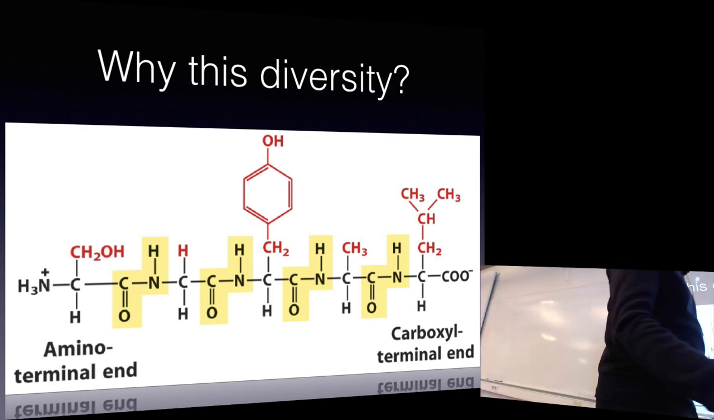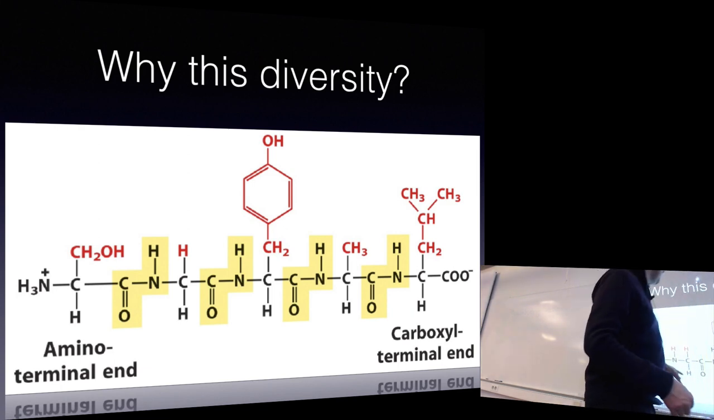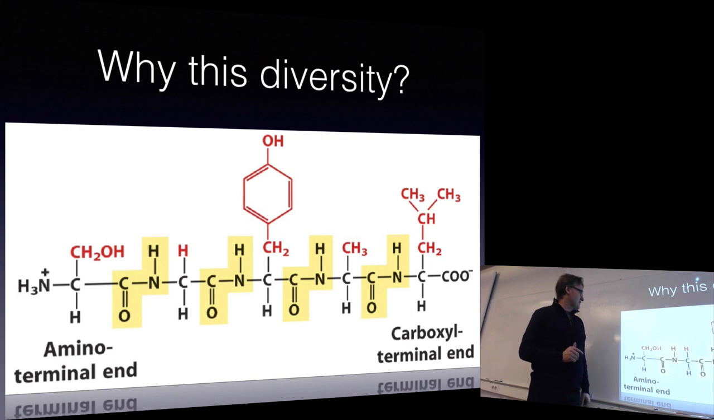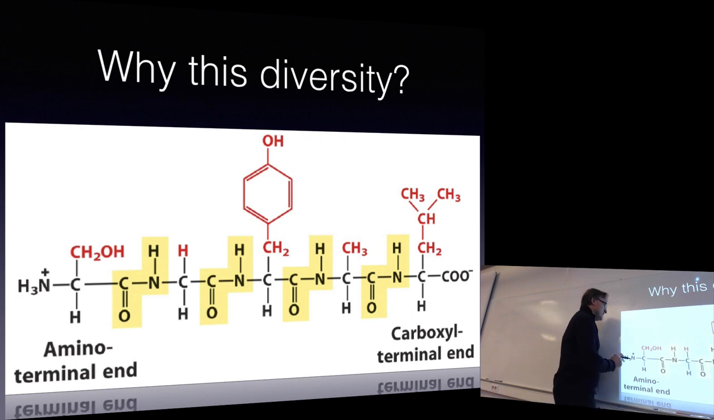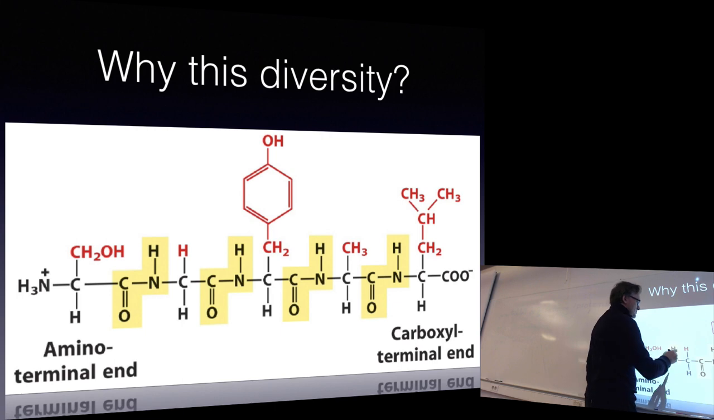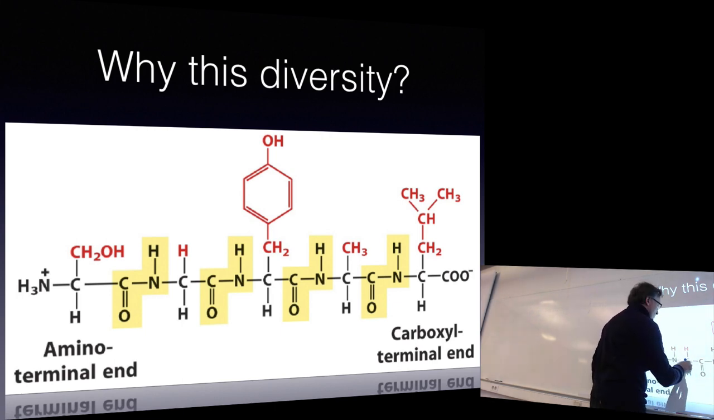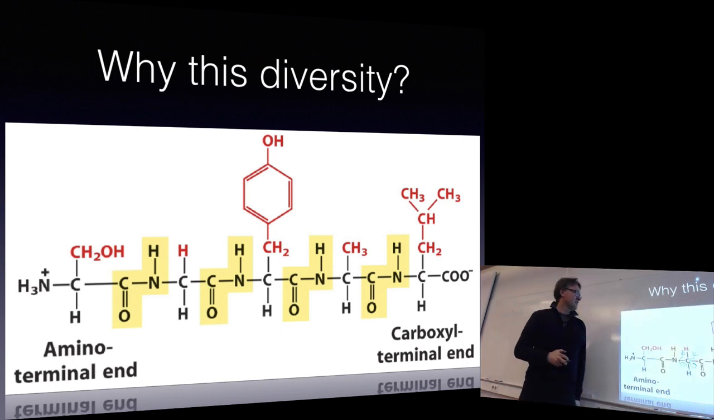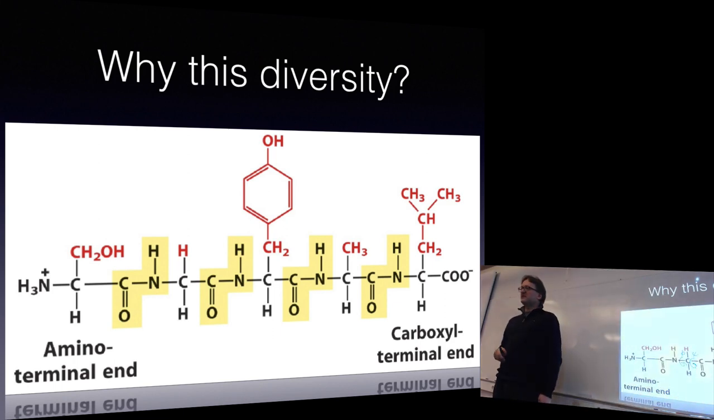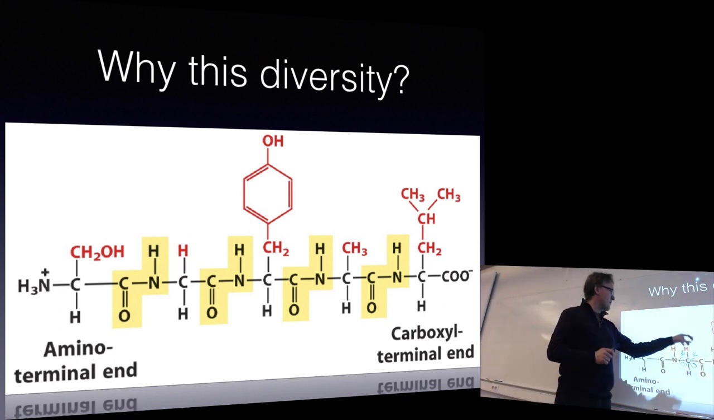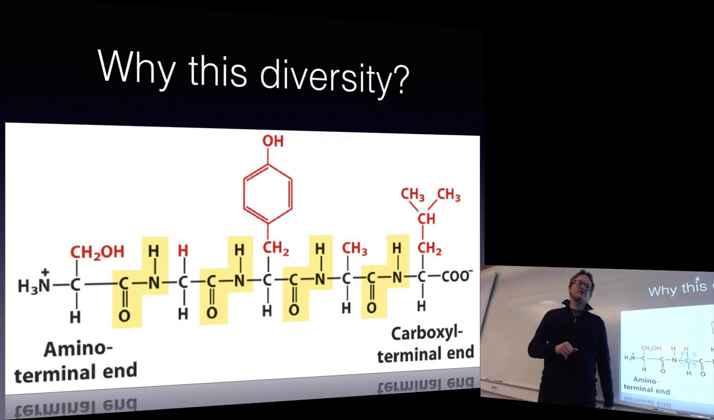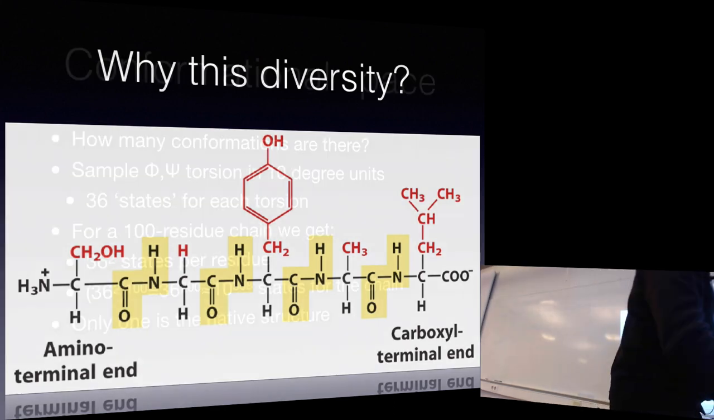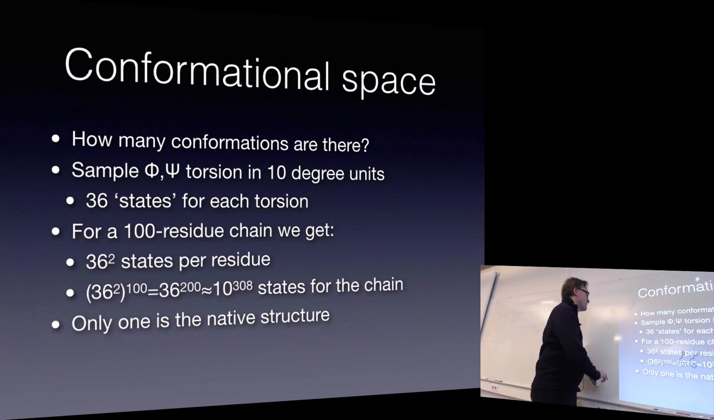So let's think about this, and let's go back to mathematics. These torsions have names, and you're going to hear this so many times. In each amino acid, there are two torsions. The one before the alpha carbon is called phi, and the one after the alpha carbon is called psi. They're just names. There are going to be more torsion names, but if you look at those for one amino acid, an obvious question to ask ourselves is how many different conformations are there for an entire protein based on those two bonds.